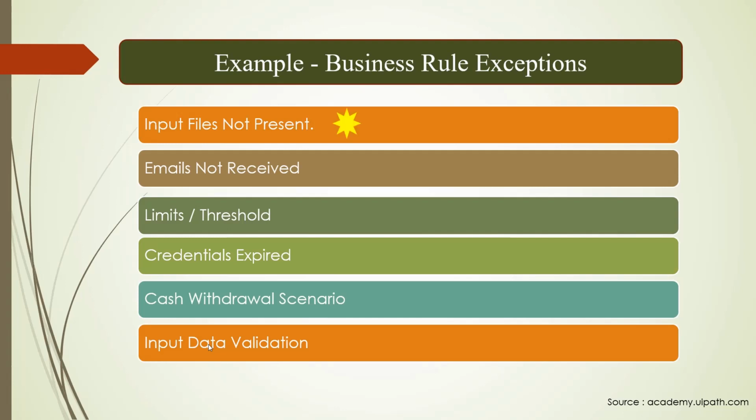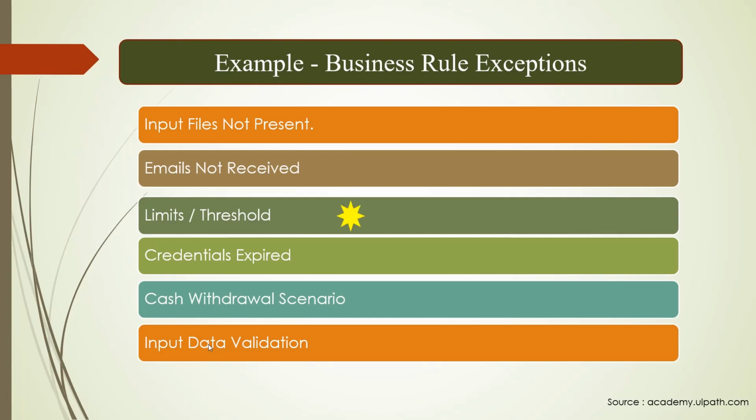For example, your robot is supposed to read an input file from a certain file location, let's say a shared drive. Now the robot goes to that shared location and finds that there is no input file available. What should it do? It will simply break, right? In that moment, you can handle that exception and intimate the business by sending a business exception saying that please keep the input file. Similarly, our next use case would be where emails were supposed to be received by the robot, but it has not received them.